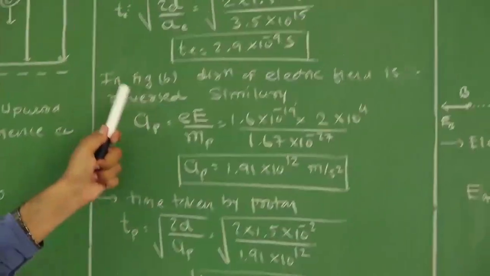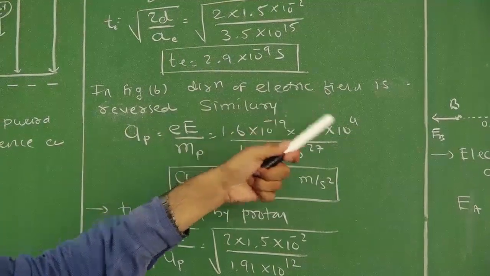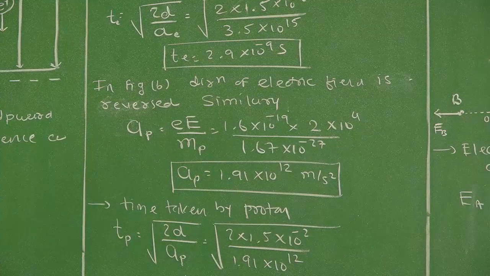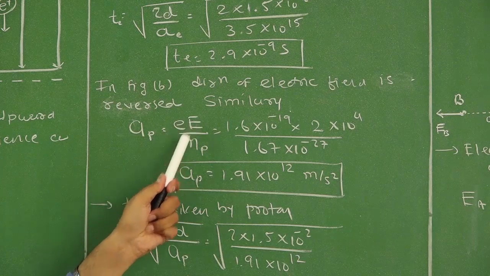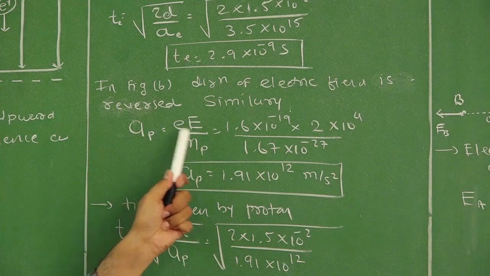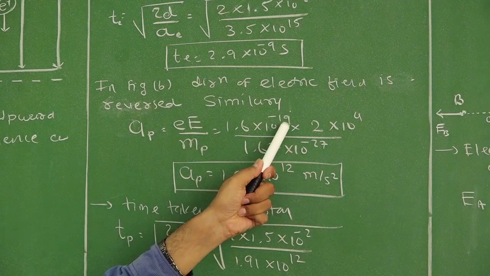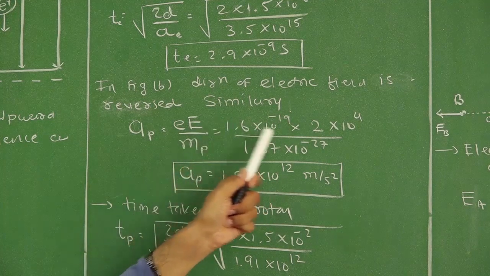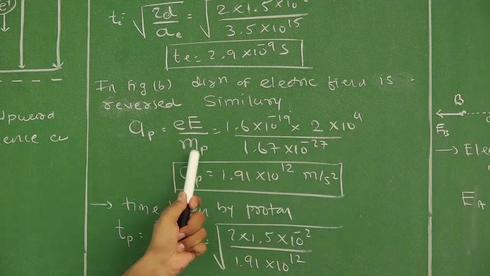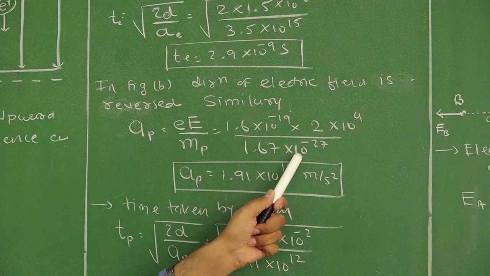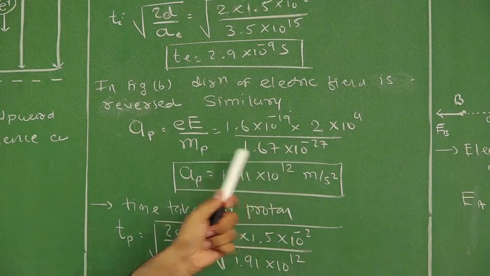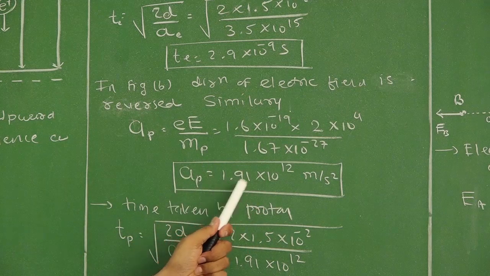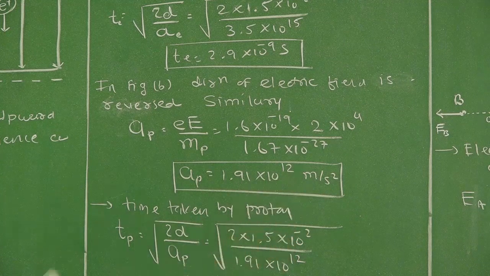Now what happened? In figure B, the direction of the electric field is reversed. Similarly, calculate the acceleration of the proton, that is a equals eE by mass of proton. Charge e is 1.6 × 10⁻¹⁹. Electric field E is 2 × 10⁴. Mass of proton is 1.67 × 10⁻²⁷. Therefore, by calculating them, the acceleration of the proton is 1.91 × 10¹² meter per second square.